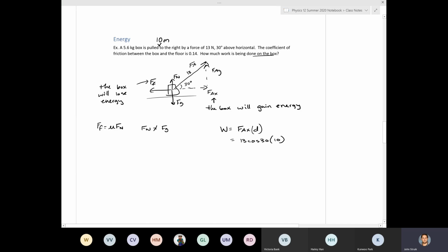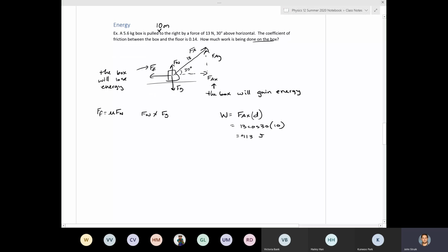So 13 cos 30 times 10. So that's going to be 113 joules, let's say. Okay. So that's the positive work being done. The FAX is in the same direction as the distance, so it's inputting energy. The work that the friction does is going to take energy away. Notice how it's negative FF because FF is going to the left.